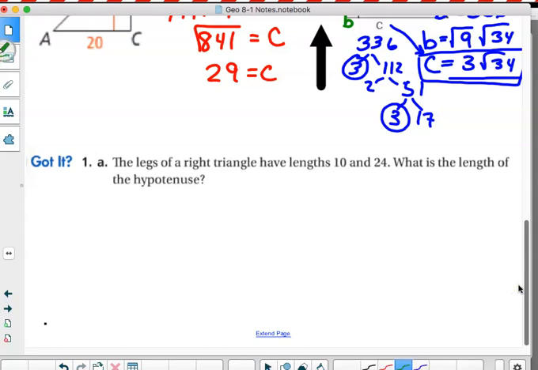Now, the legs of a right triangle have lengths 10 and 24. These are leg values, A and B. I don't care which one you plug in for which. What is the length of the hypotenuse?